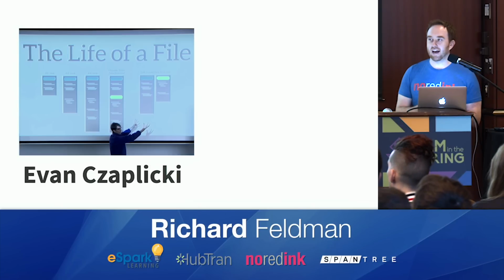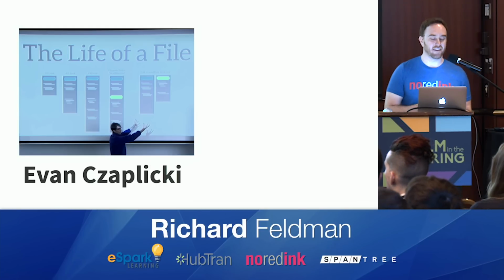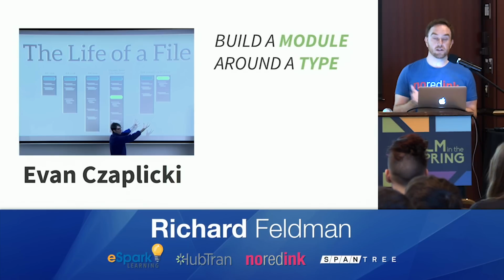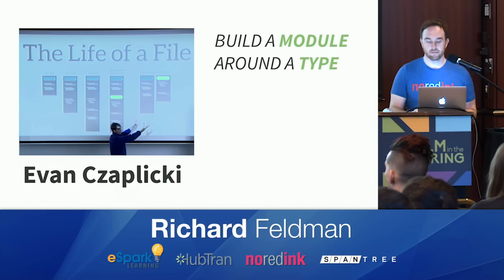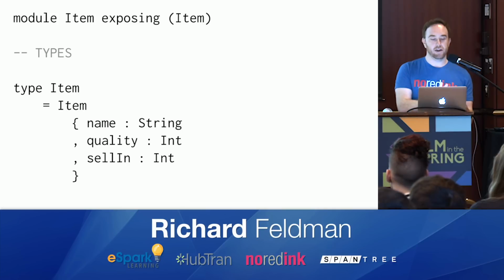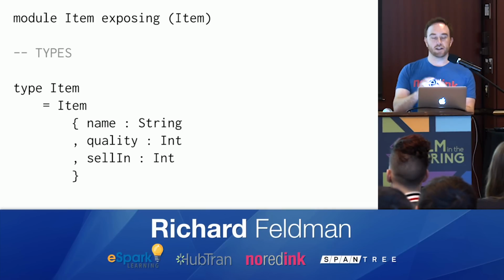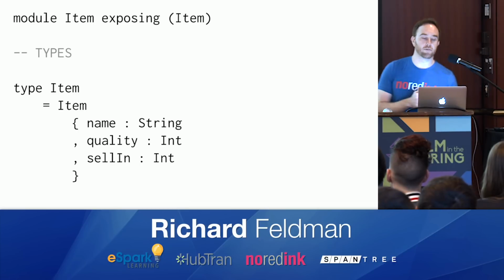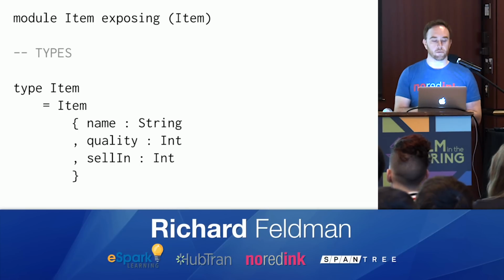A talk that I reference a lot is The Life of a File by Evan Czaplicki, which I think talks about the best place to get started when you're making data structures or you're making a new file in Elm, which is basically build a module around a type. So that's what we're going to do. We're going to start with the item type, and we're going to build a module around it. At the end of the day, we're going to be keeping in mind that public API that we need to end up with, but for now I'm just going to start from scratch and build our way up to that. And then at the end we'll check to make sure that we actually did end up with the same public API that we had before.